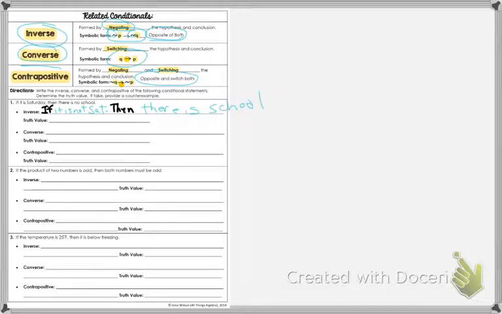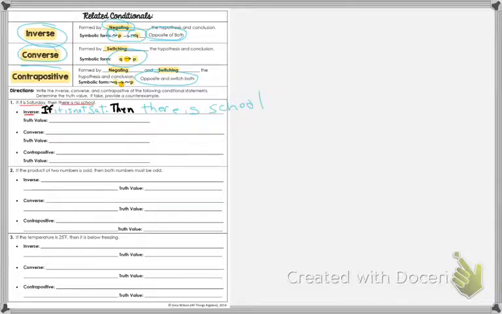So, what do we say here? What's the truth to this? So notice what I did was I went in here. Here's the hypothesis. Here's the conclusion. For inverse, inverse means I am going to do the opposite of both. So I did the opposite. If it isn't Saturday, then there is no school. Well, if it isn't Saturday, then there is school. I did the opposite of both.